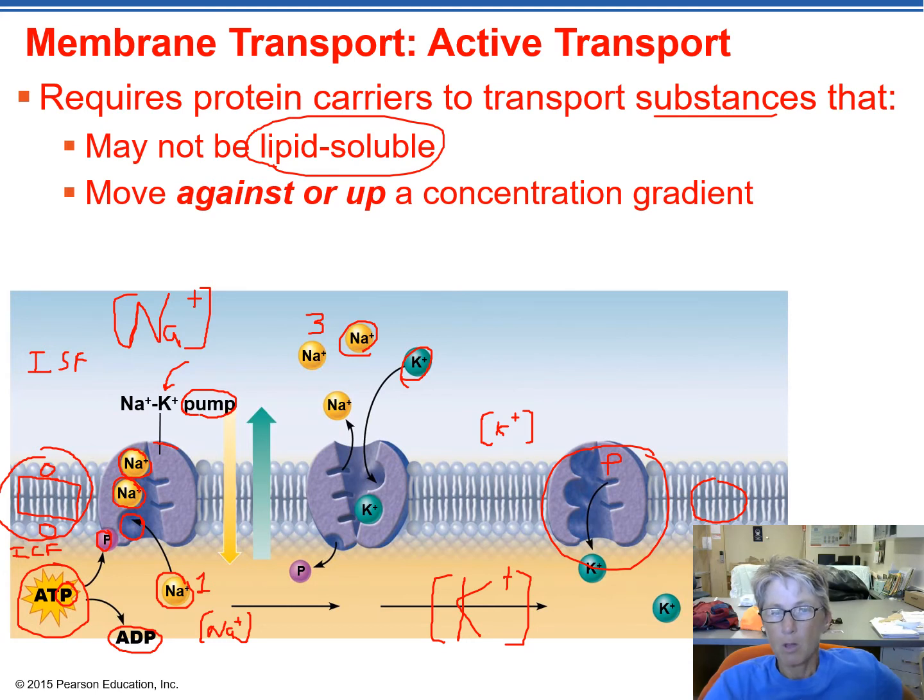So if you are a molecule and you're not lipid soluble, you can't pass freely across the phospholipid bilayer, you need a protein carrier. A substance may need to move against its concentration gradient, like we've been talking about. You could say against, or you could say up a concentration gradient. If you need to move against a concentration gradient, you need ATP.